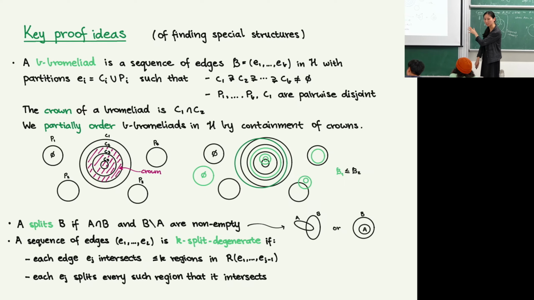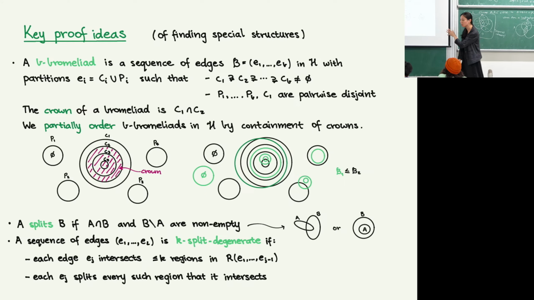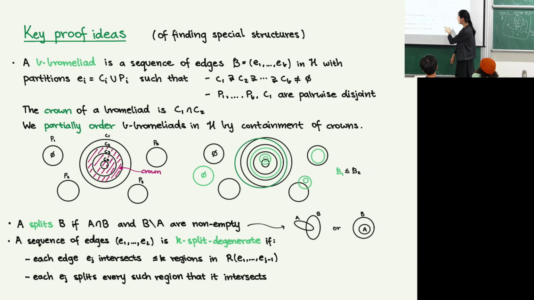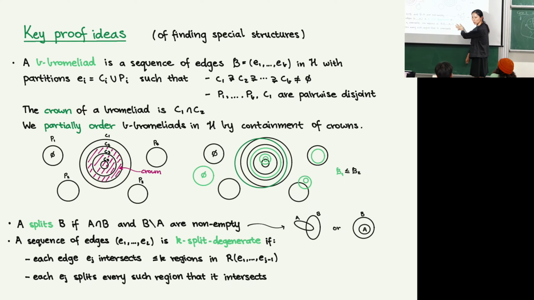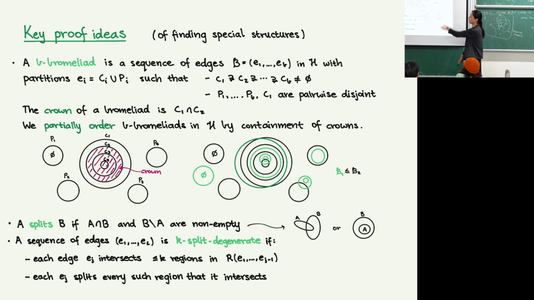So it might be a little bit mysterious at the moment, but roughly what we want to do now is show that we can build sequences that have these properties, and then we'll show that actually if we have a sequence like this that's really long, we can extract a bromeliad from it.